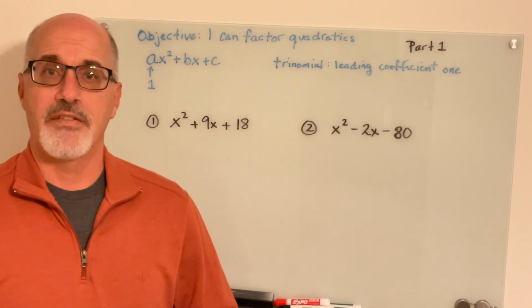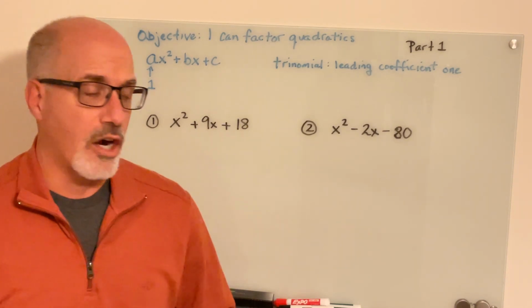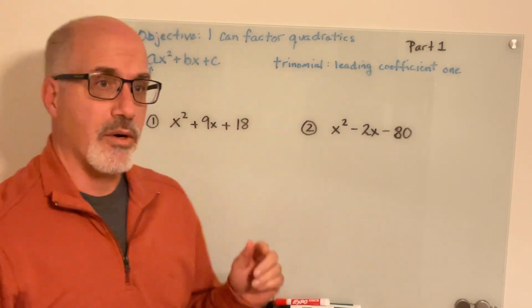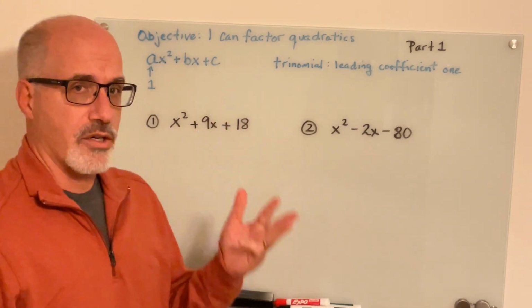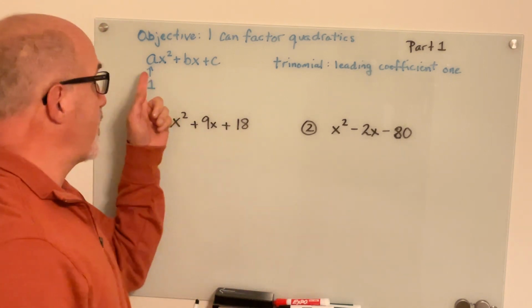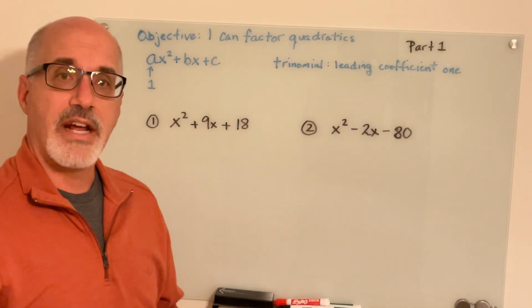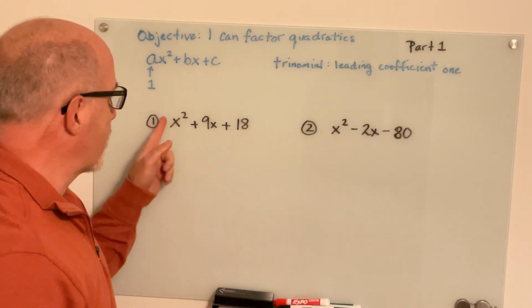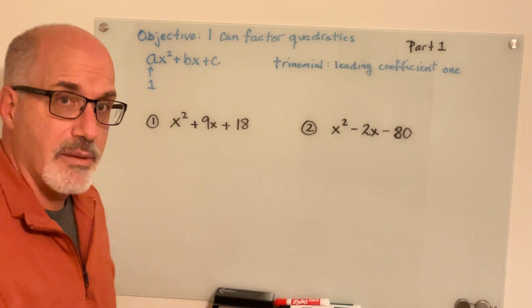This lesson is about factoring quadratics. Our objective is I can factor quadratics. And part one will be about taking a trinomial, three terms, and when the leading coefficient is a 1, we're going to factor it using a certain technique. Now this one, since there's not a number in front of the x squared, it's implied to be a 1.